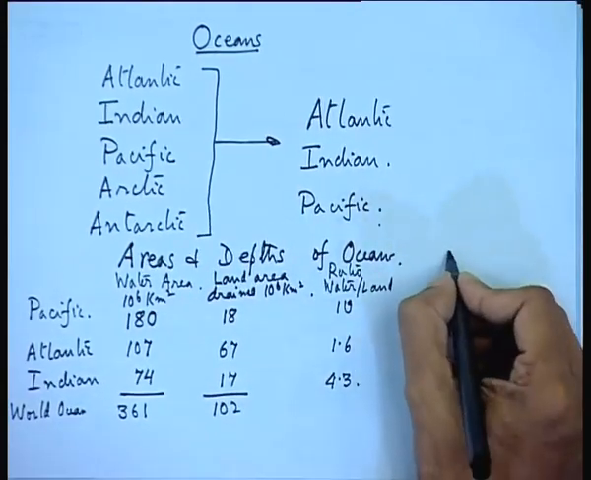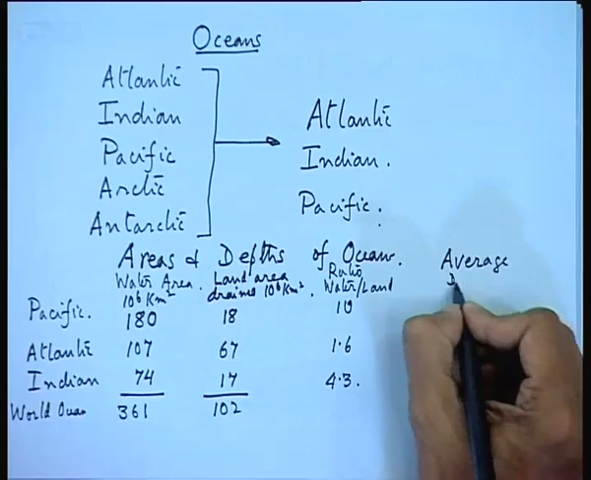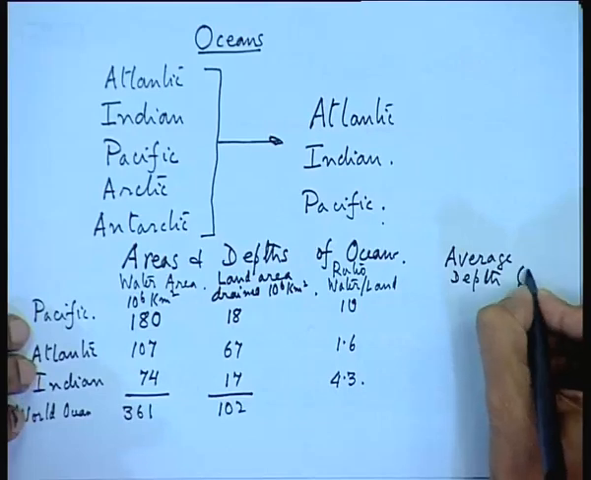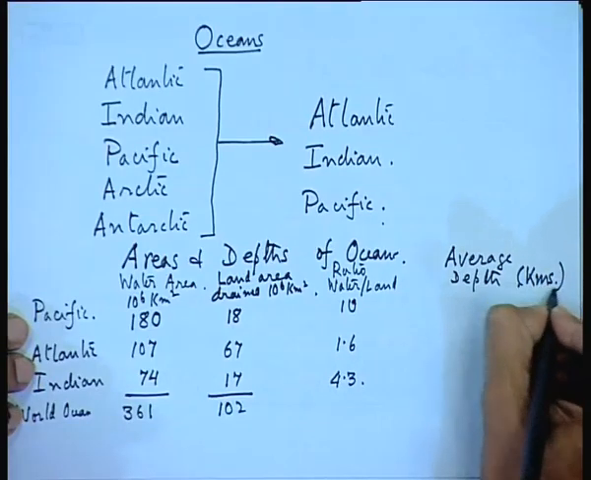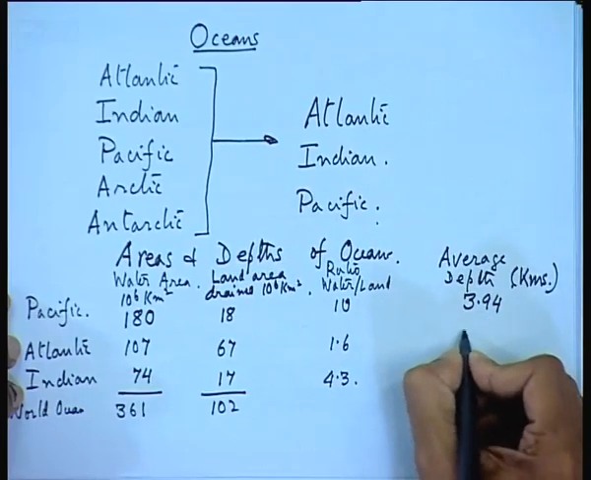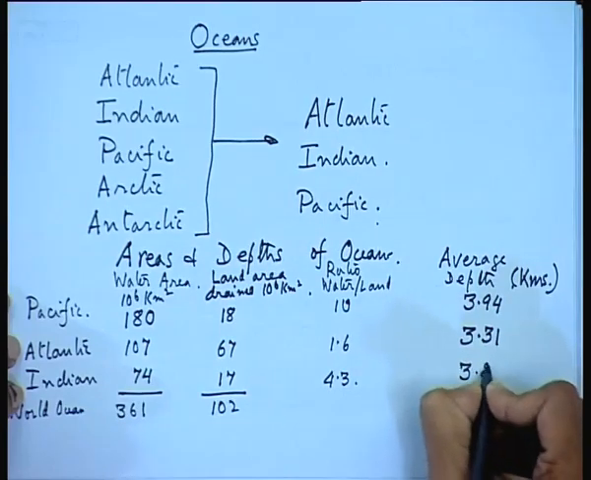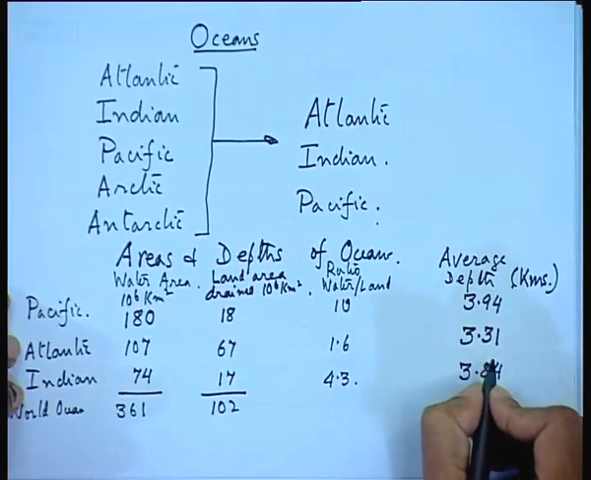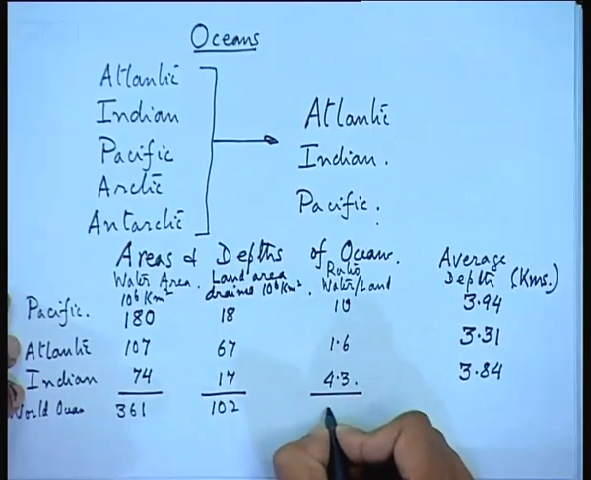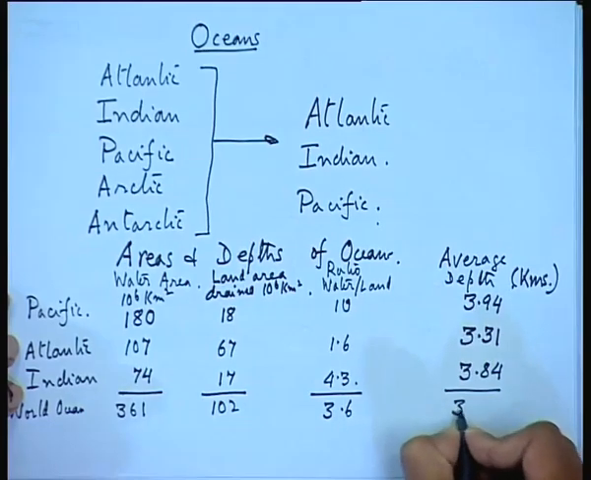Now, if one comes to average depth, the average depth of the Pacific is 3, in kilometers. Average depth in kilometers is 3.94, then it is 3.31 and this is 3.84. Now, we can see the ratio of water to land. Here you can add, this will be 3.6 and this is 3.73.